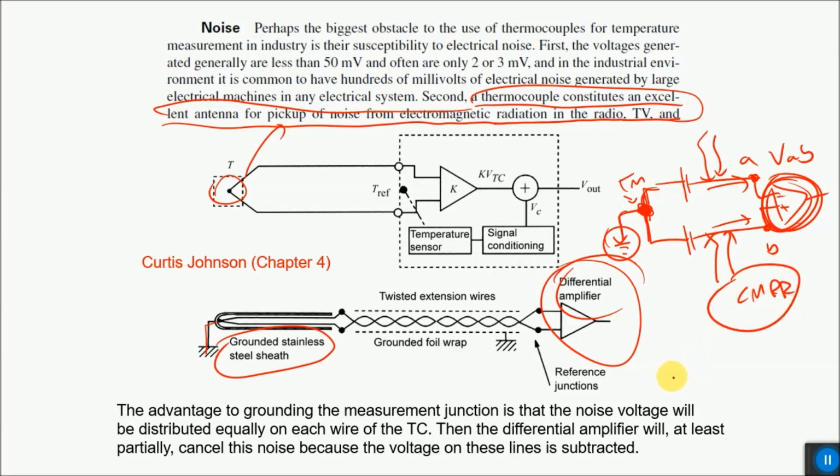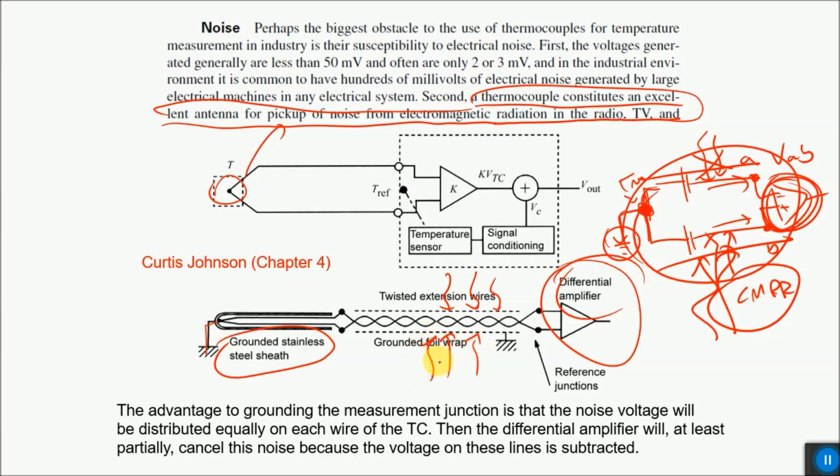So there will always be a common mode gain. So we have to shield these wires to keep this noise from entering them. And for that, we use twisted extension wires and a grounded foil wrap to shield these wires from external EMI. So this will shield them and stop the noise from reaching your wires and corrupting your signal through electromagnetic interference, or EMI.